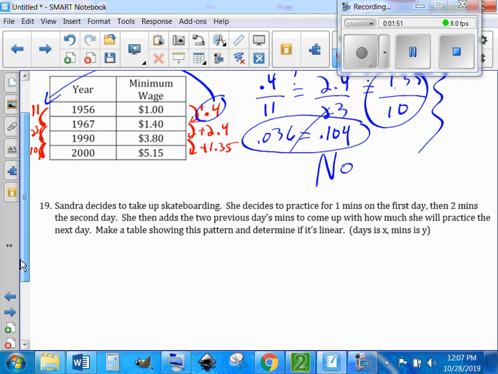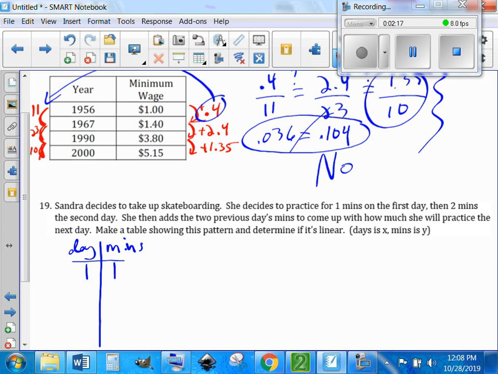So for number 19, we're going to do the same thing we did for 18, but we need to read the situation and figure out the table so we can actually do our change in y and change in x. So here it says that for her next practices, she's going to add her previous 2 practice minutes together, and that's going to be her next day's minutes. So I made a table, days and minutes.